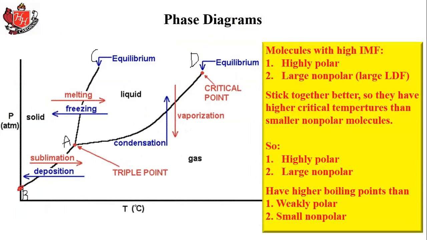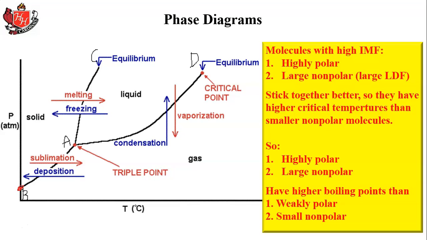Okay, molecules with high intermolecular forces are ones that are highly polar. That would be like water molecules, or large nonpolar molecules, and we're going to talk about that some tomorrow. They stick together better, so they have higher critical temperatures than smaller nonpolar molecules. So polar molecules tend to stick together better because they have kind of a magnetism to them. They have a positive end and a negative end, so they stick together better than nonpolar molecules.